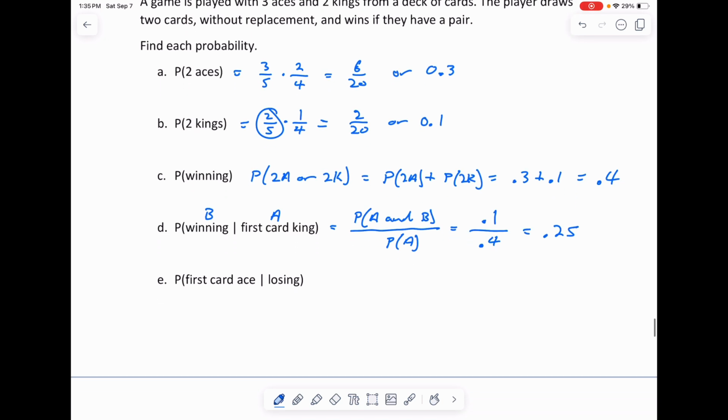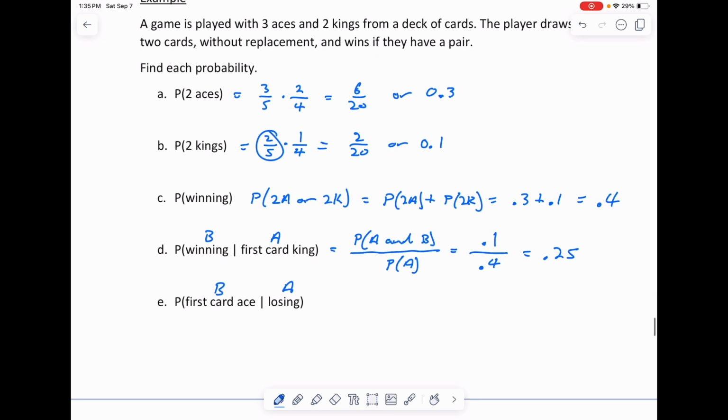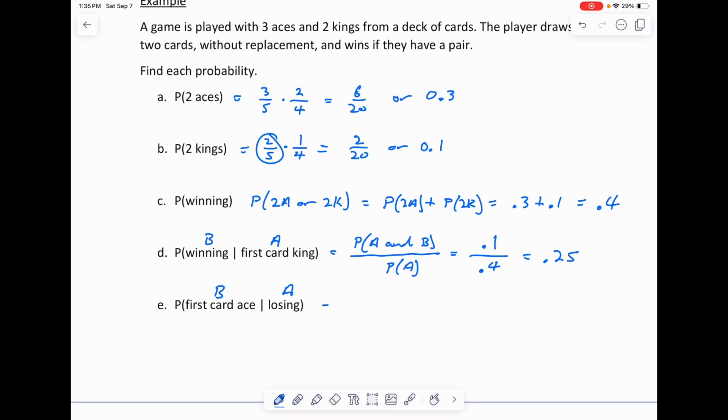All right, and then the probability that the first card is an ace and losing. So again, I'm going to call this A, I'm going to call this B. And so the probability of both of them, drawing a card and losing. Okay, well, let's think about that for a minute. We know that the probability of both of them happening together is 0.3.